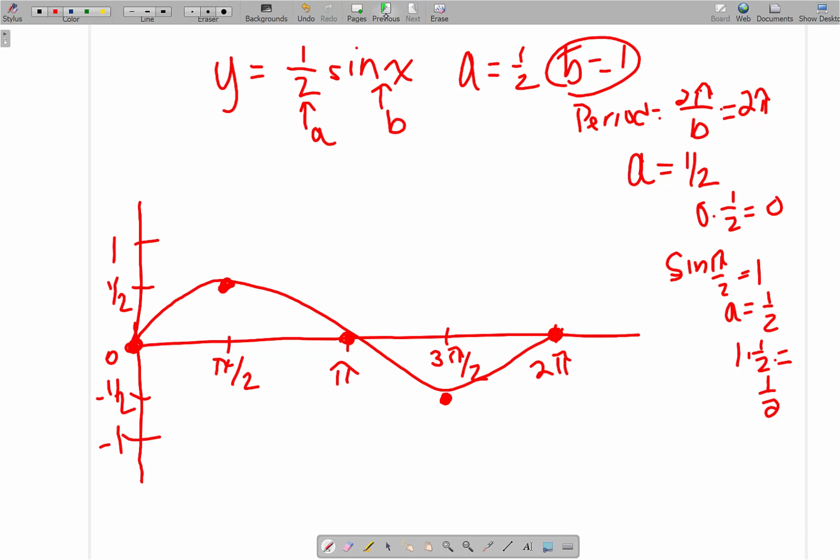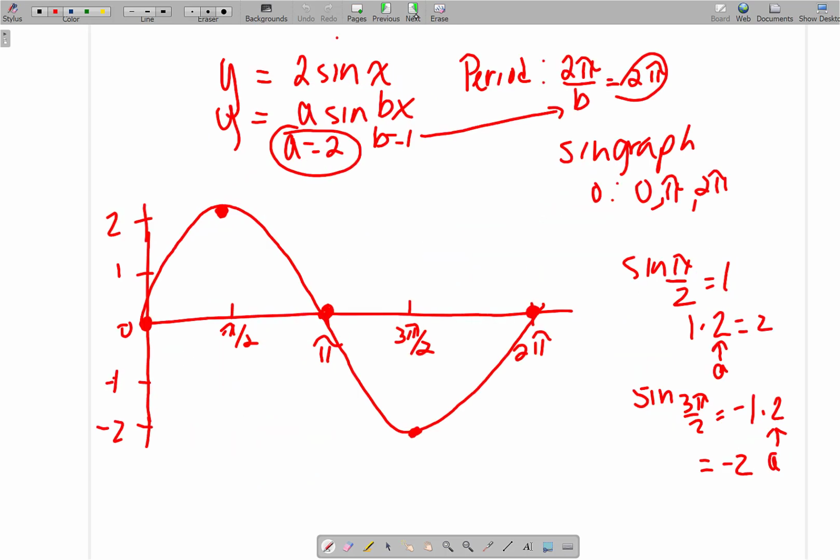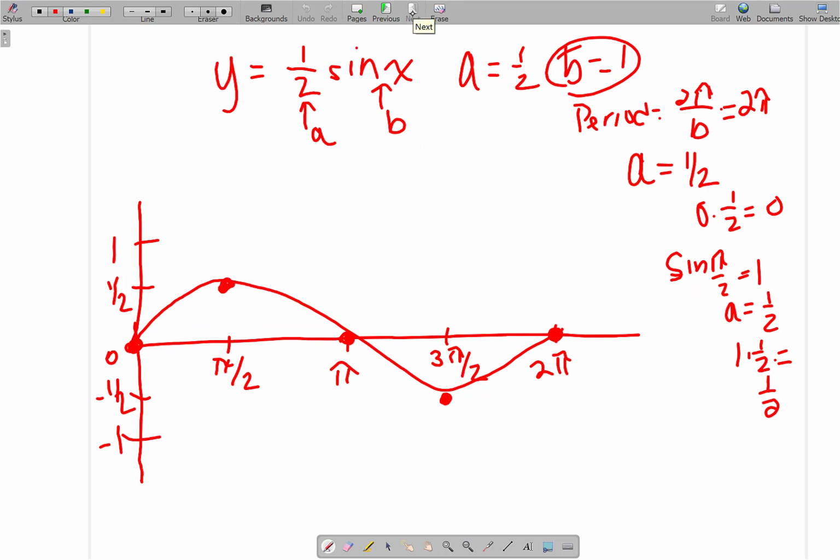Let's look again. Here was the original graph, y equals sine of x. A was 1. Then we looked at the next graph where a was 2. See how it's higher? That's called the amplitude. The amplitude is higher. And then we looked at the next one where a is 1/2, and it's lower than the other two. The amplitude is lower, less of a stretch up and down. So as a increases, the graph gets stretched higher. Okay, let's start with that, and hopefully you'll figure out what we're doing here.